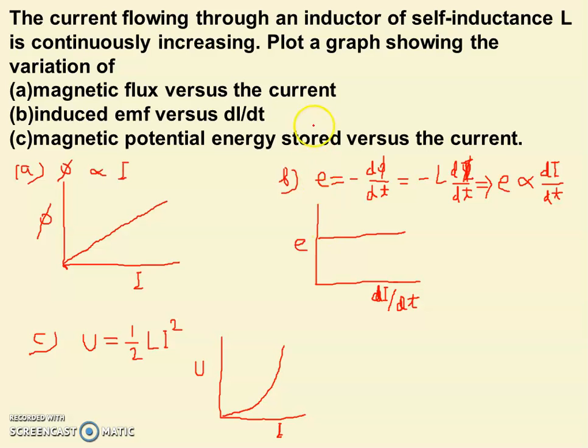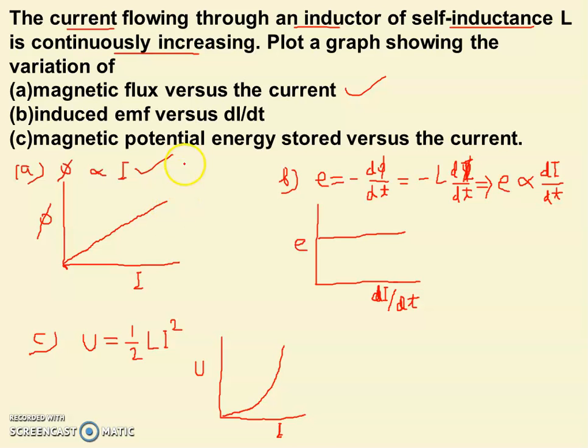Now, today's last question. The current flowing through an inductor with self-inductance L is continuously increasing. Now plot the graph between magnetic flux and current. Now students, you know that flux is directly proportional to current. If flux is directly proportional to current, it means there will be a straight line. But that straight line should not be parallel to the x-axis or y-axis, meaning some sort of slope will be there.